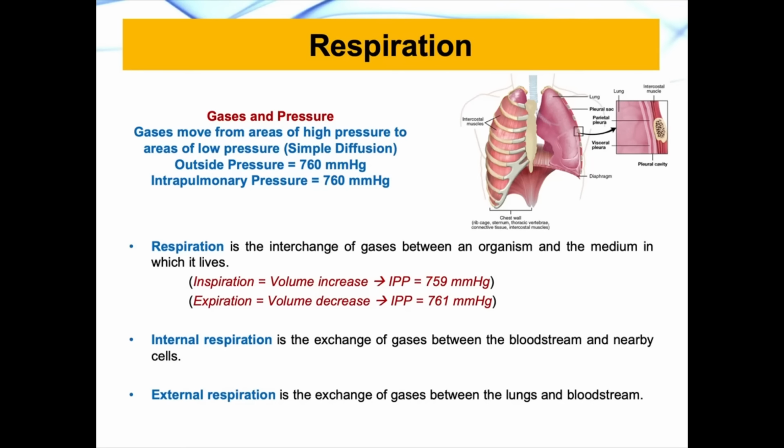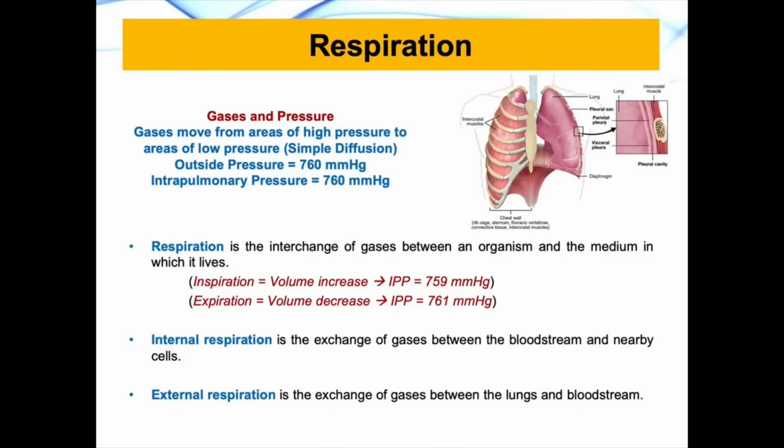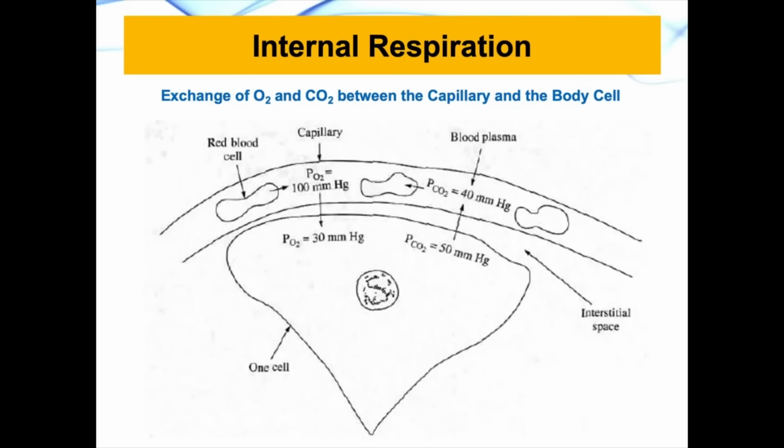Let's go back to internal respiration and external respiration. For internal respiration, as we mentioned, it is the exchange of gases between bloodstream and nearby cells, and this is a schematic that shows that. If this is a cell here, this is the capillaries, and the bloodstream is flowing through the capillaries, and there are blood cells with oxygen. Inside the capillaries or the arteries, we have oxygenated red blood cells. So that means that the pressure of oxygen in the capillary is high, which is 100 millimeter mercury.